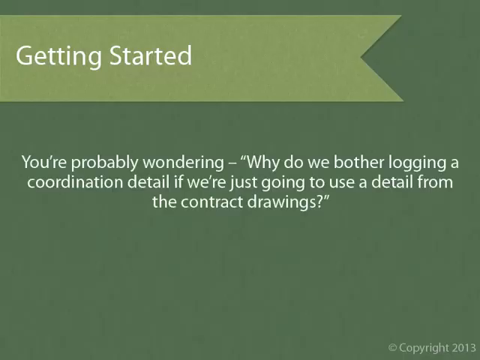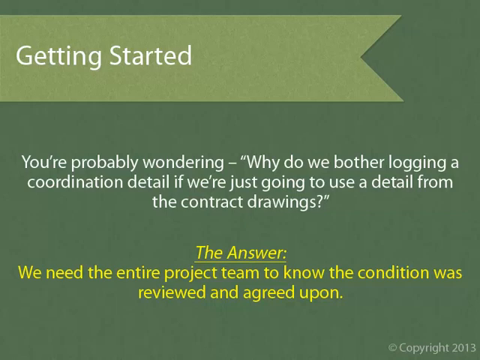You're probably wondering, why do we bother logging a coordination detail if we're just going to use a detail from the contract drawings? That's a good question, and the answer has to do with providing good management and leadership. The reason is that we need the entire project team to know that the condition was reviewed and agreed upon.